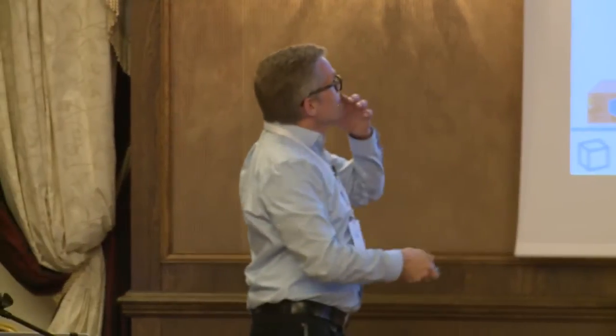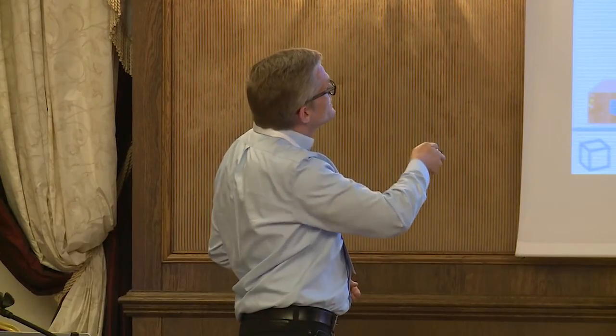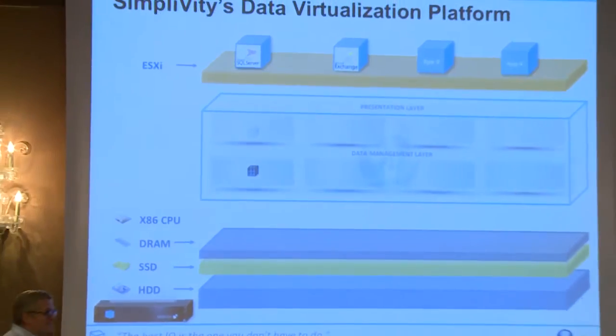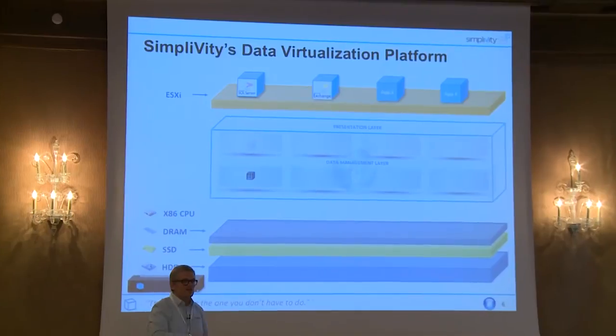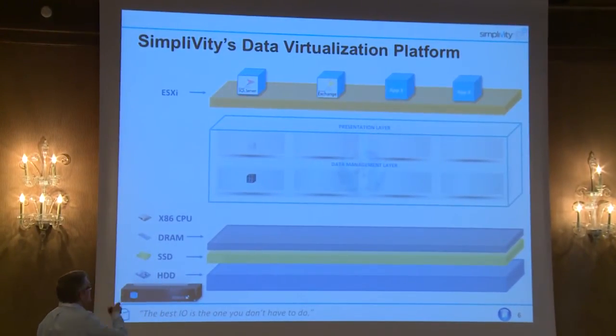So what happens if I have a new write? This first virtual machine does a write. It gets registered to the presentation layer. Of course, it's a change to the VMDK file. But in the data management layer, we check whether we have this 8K block on the physical disk. If we do not, we compress it and write it to the disk.